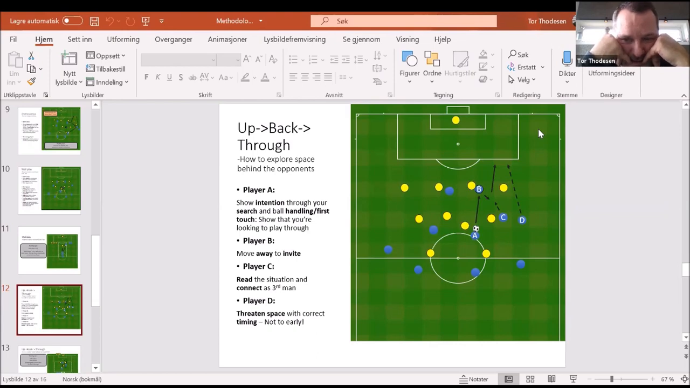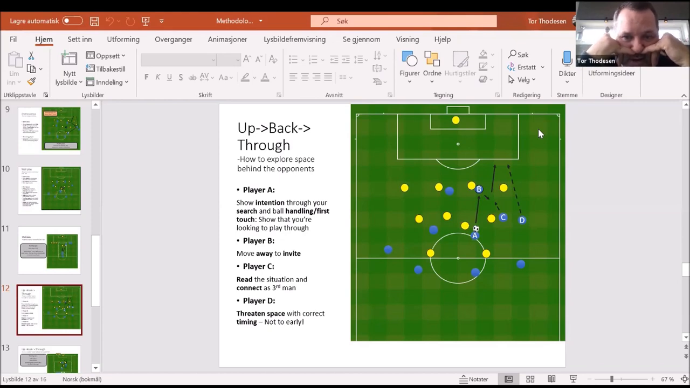And also getting players aware that when you play B, you will uphold the line of the opponent, at least the guy in his back. And that gives a much better chance of having a bigger space to break into. So the safer way to actually have some space to break into is to do it partly and not directly.